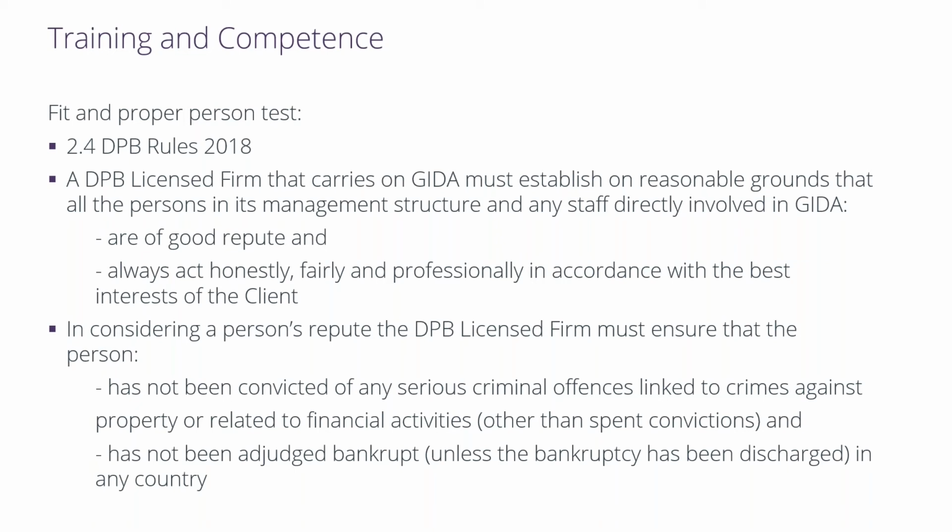The fit and proper person test can be found at the professional requirements at 2.4 of the DPB rules, which goes on to say a DPB licensed firm that carries on GIDA must establish on reasonable grounds that all the persons in its management structure and any staff directly involved in GIDA are of good repute. A person of good repute is one who has not been convicted of any serious criminal offences linked to crimes against property or related to financial activities other than spent convictions, and the person has not been adjudged bankrupt unless the bankruptcy has been discharged in any country.